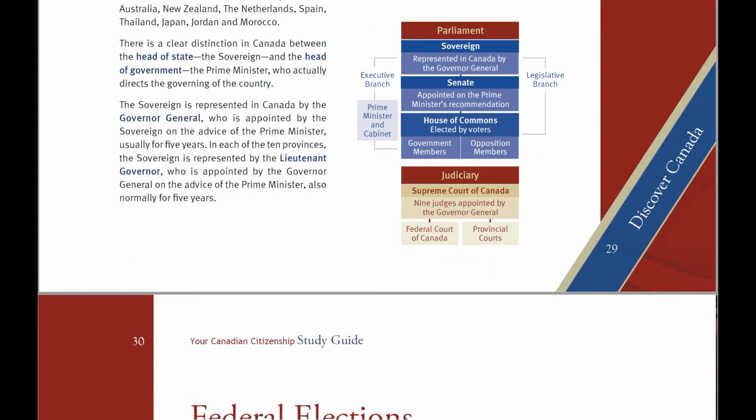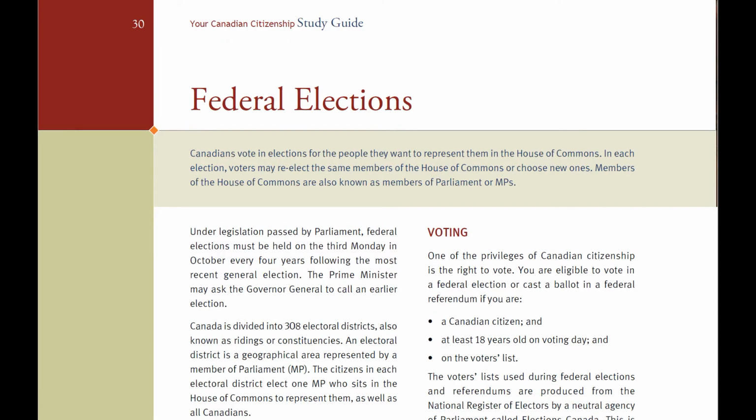Federal elections. Canadians vote in elections for the people they want to represent them in the House of Commons. In each election, voters may re-elect the same members of the House of Commons or choose new ones. Members of the House of Commons are also known as Members of Parliament, or MPs.